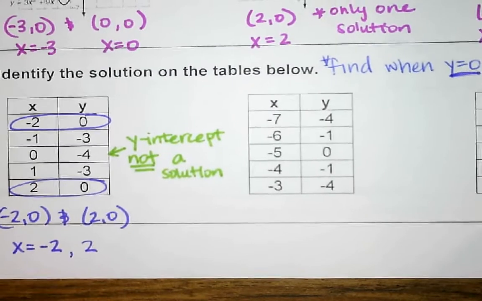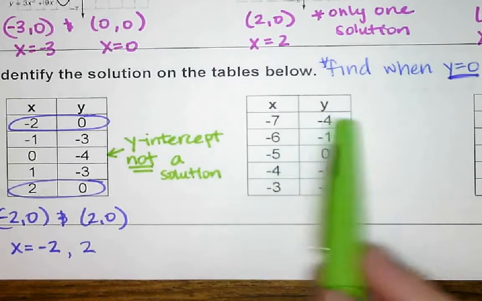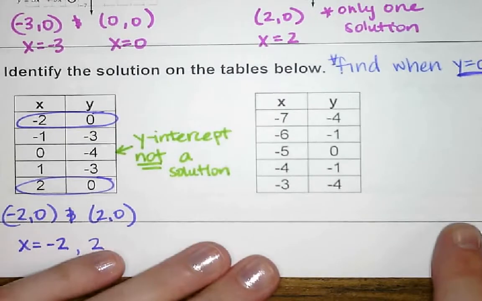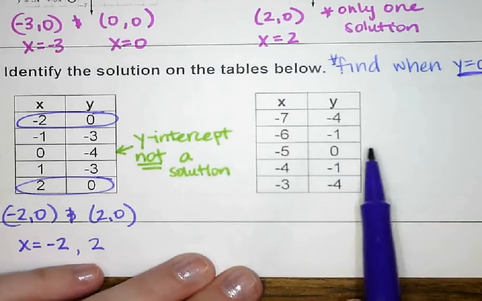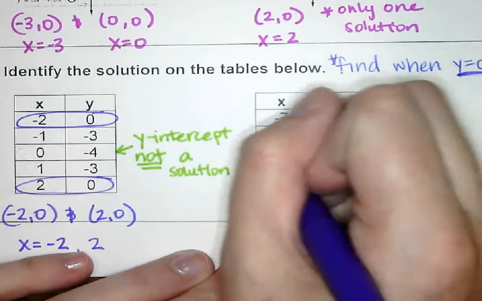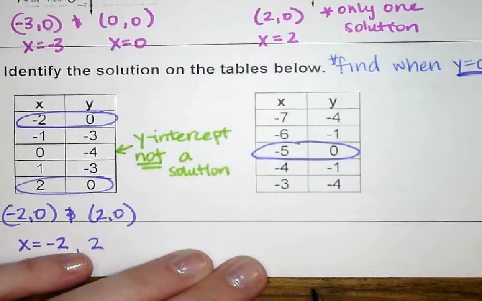All right? So how are we going to identify our solution on this second table here? What is my solution on this second table? What do y'all see here? Good job. Okay, so Sophia, you said negative 5, 0, and I heard a couple other people as well. Are there any other solutions that we can look for? Okay, why not?